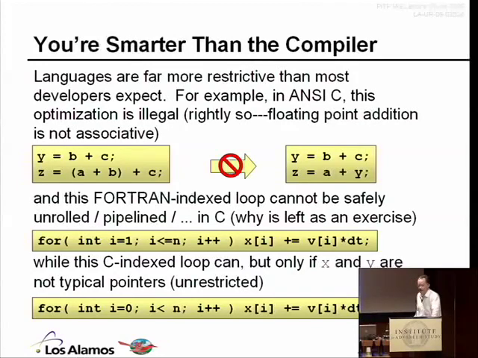Another thing we need to recognize is that we are still smarter than the compiler. Languages are a lot more restrictive than people expect. For example, if I'm programming in C and I write this operation right here, the compiler cannot turn it into this operation. This looks pretty simple, but it can't. And the reason why it can't is that floating point addition is not associative. And so it's actually very good the compiler doesn't do it. And when compilers do, I actually get very angry.